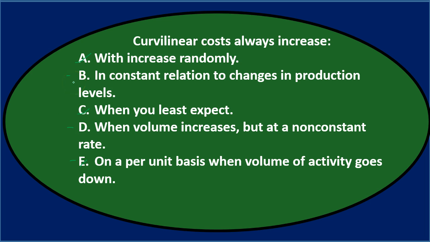B, in constant relation, versus D, when volume increases but at a non-constant rate. And you would think if it's curvilinear, it's not going to be constant, because that means it's going to be linear and not curvilinear. So it wouldn't be B. We would consider D probably the correct answer. So final answer, curvilinear costs always increase: D, when volume increases but at a non-constant rate. So you're imagining that line going up, but it's a curve. It's not a straight line. It's curvilinear.